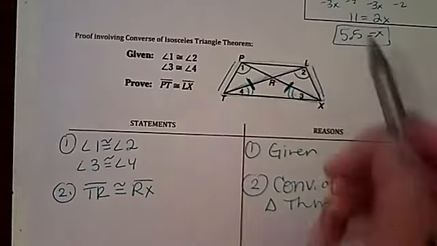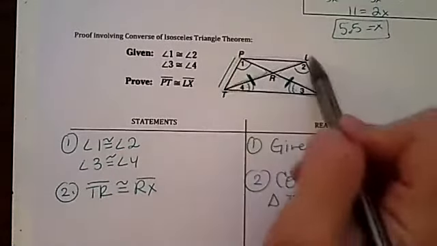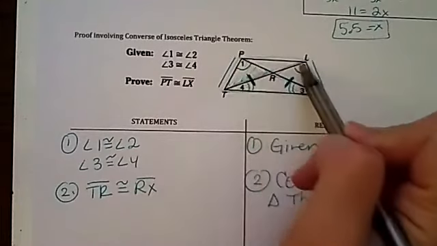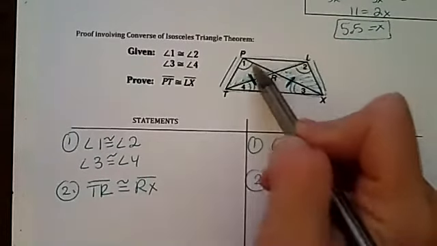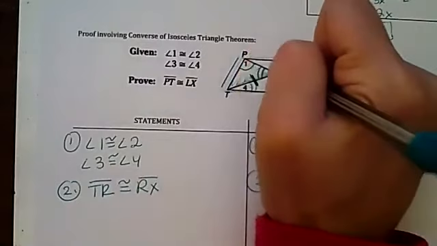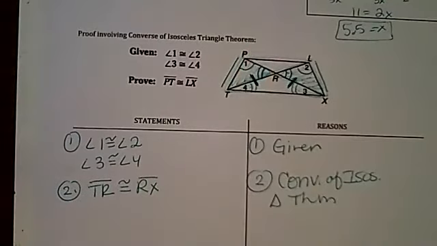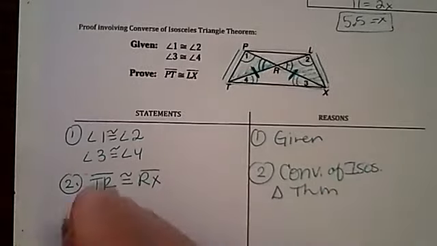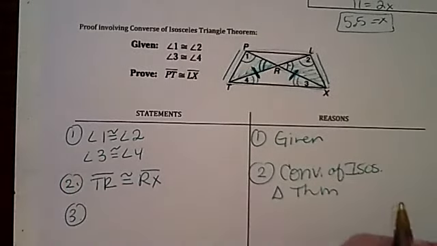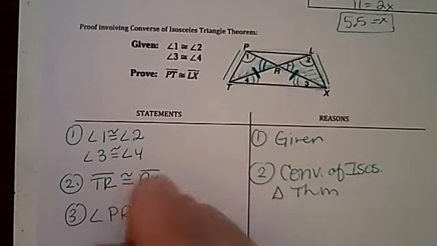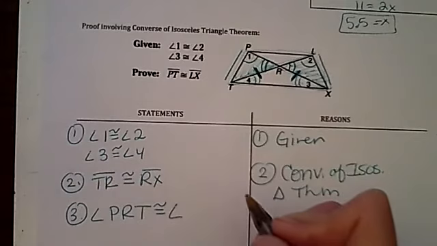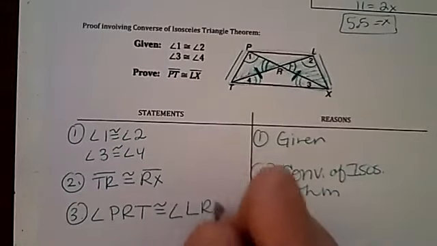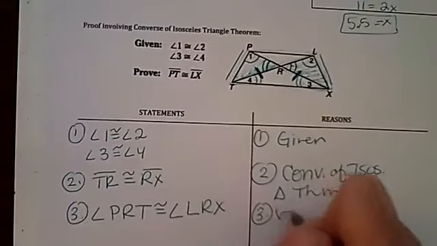Do we see how, if we're trying to show that this and this are congruent, we could focus on this triangle and this triangle? We already have one pair of angles and one pair of sides in those triangles. Then we can mark these vertical angles, right? And then we'll have angle, angle, side, and then we'll almost be done. So that's what I'm going to do next. I'm going to say angle PRT is congruent to angle LRX, and that would be the vertical angles theorem.